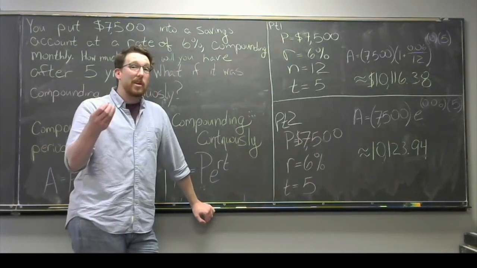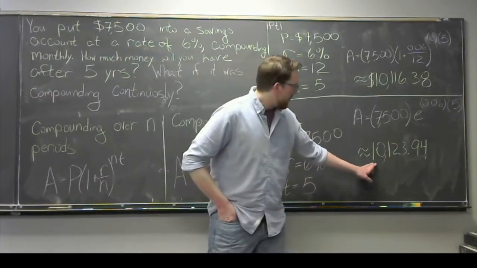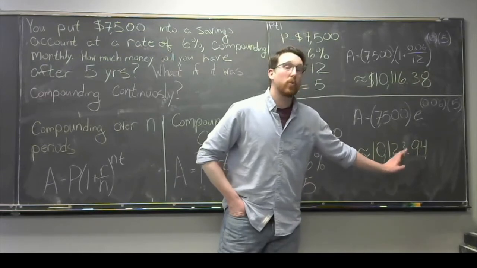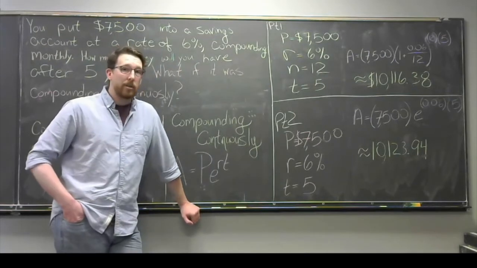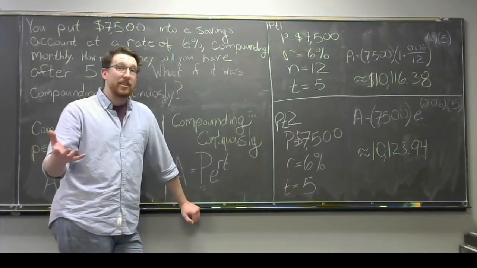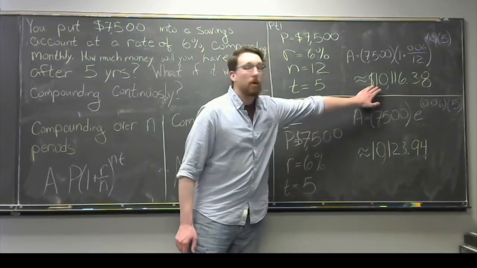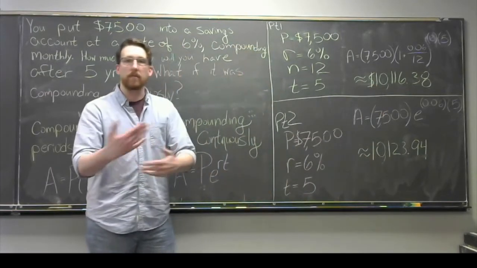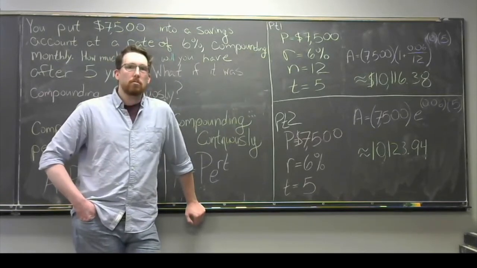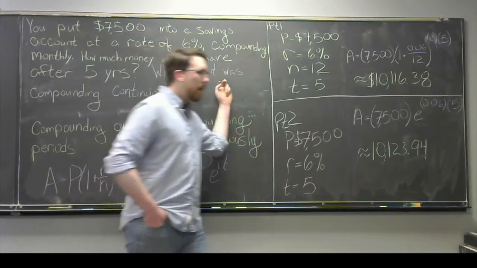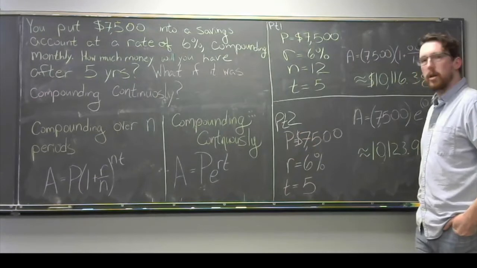Comparing that now to if it was compounded continuously, we'll have $10,123, excuse me, and 94 cents. In other words, if it compounds interest continuously, the amount is a little bit larger than if it's over a set of periods, over a period of time. Cool. Pretty straightforward, right? Just taking the information that we're given and throwing it into the formulas. All right, let's move on.